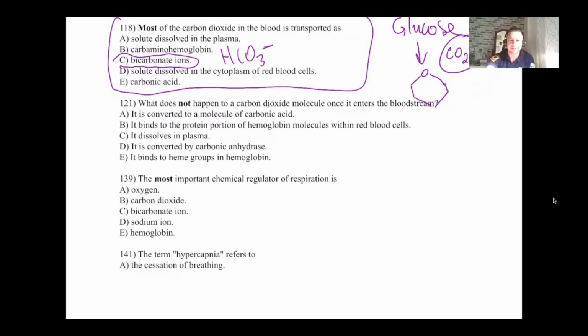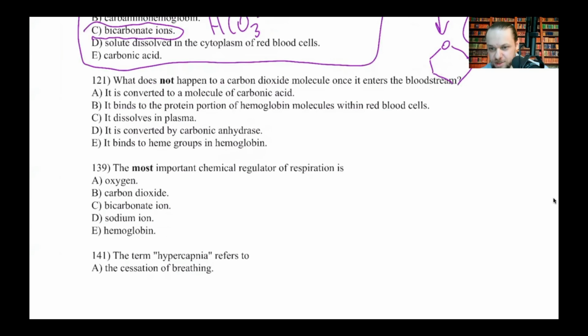Thank you. Yeah. 121. Let's do Brian. What does not happen to a carbon dioxide molecule once it enters the bloodstream? E. It binds to the heme group in hemoglobin.